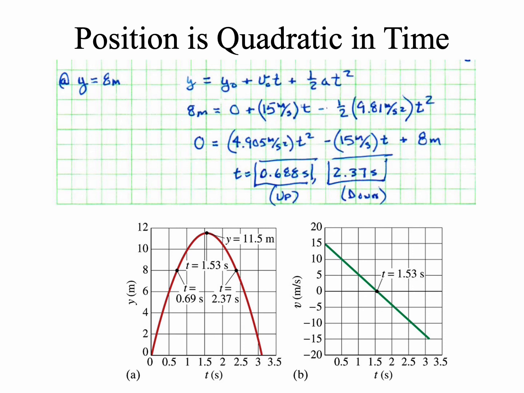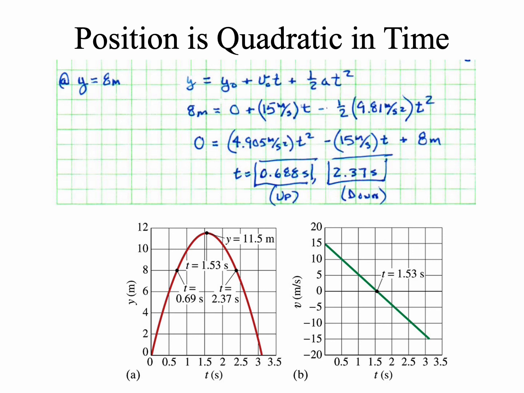And those two numbers have physical meaning. The smaller number, the 0.688 seconds, is the time it reaches 8 meters on the way up. And the 2.37 seconds is the time that the object reaches 8 meters on the way down.